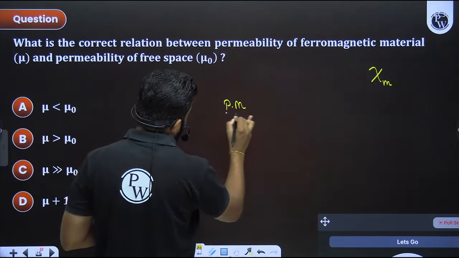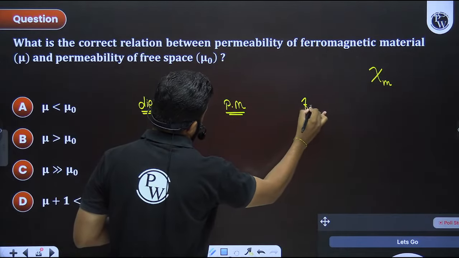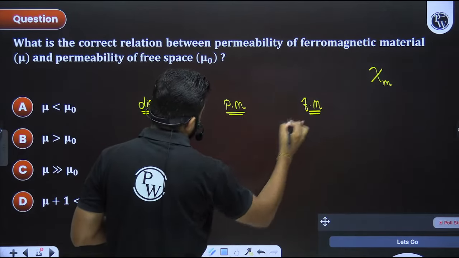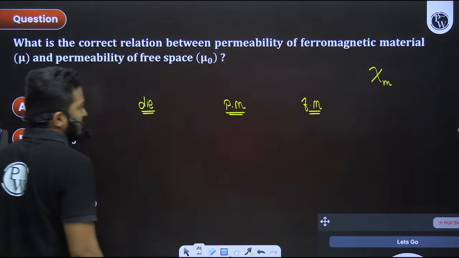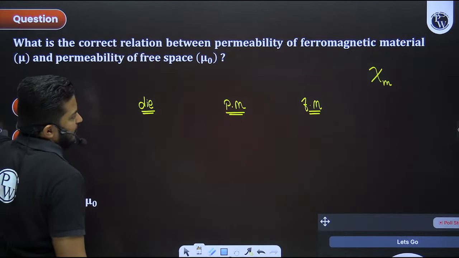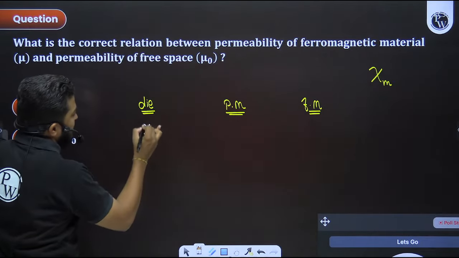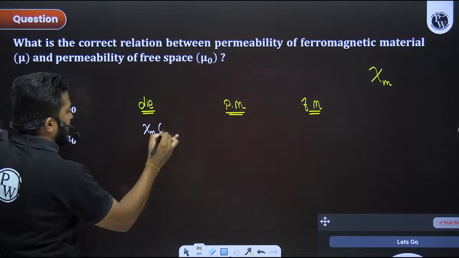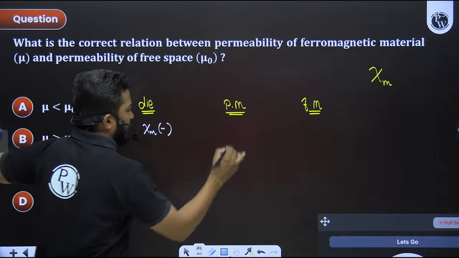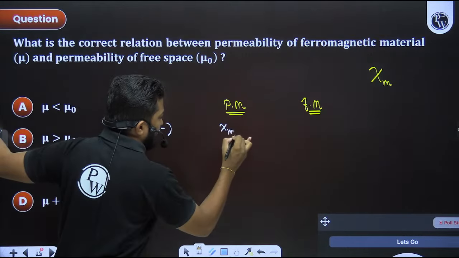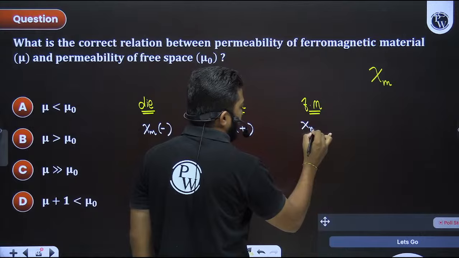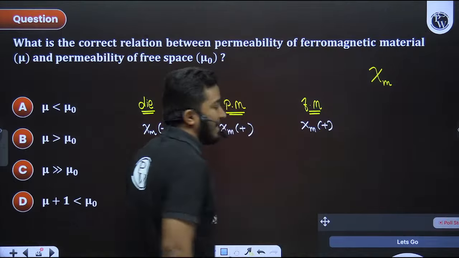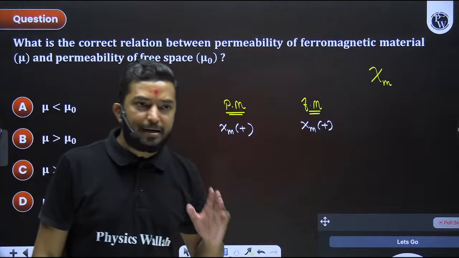Okay, perfect. And the last one is the ferromagnetic. For all these materials, just keep in mind that the magnetic susceptibility, XM, is negative for the diamagnetic material. For the paramagnetic type of material, the XM value is positive, and for the ferromagnetic, the value of XM is positive but very large compared to the paramagnetic material.